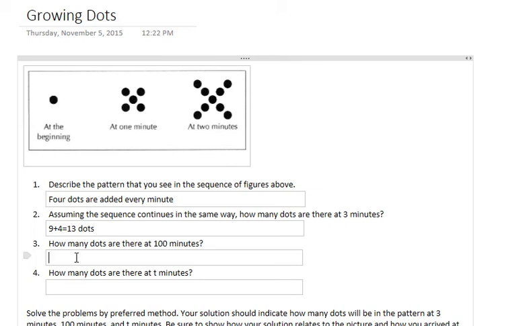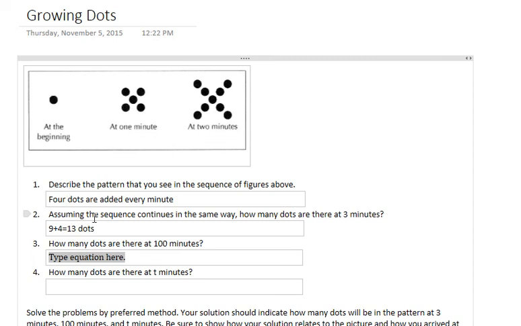How many dots are there at 100 minutes? Okay, well, this is kind of a conundrum because we could keep adding on dots, but that would be really, really lame. An easier way to do this would be to make some kind of an equation for us to figure out how many dots there should be at some number of minutes.